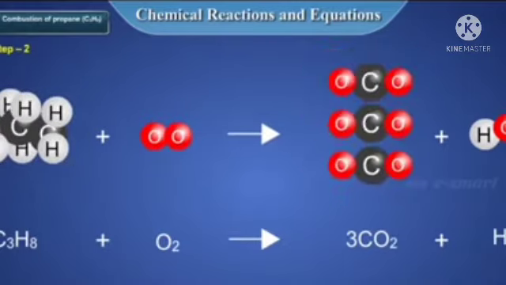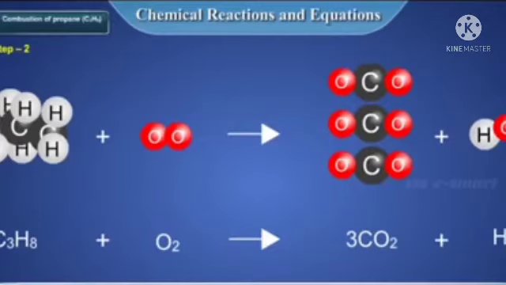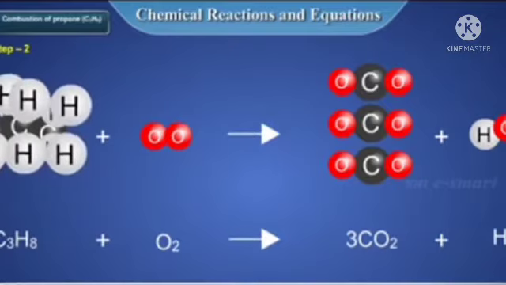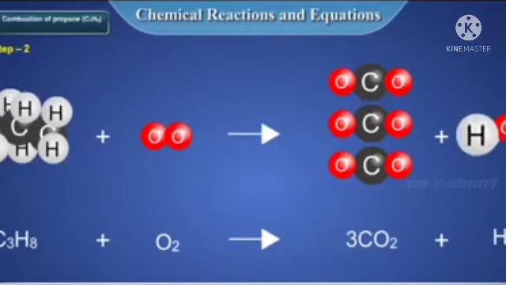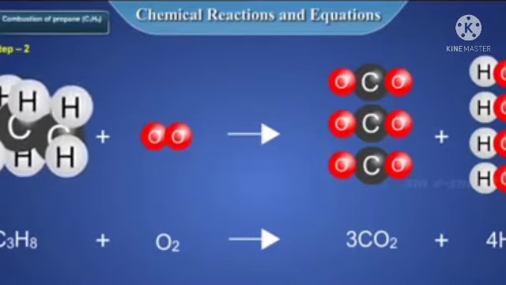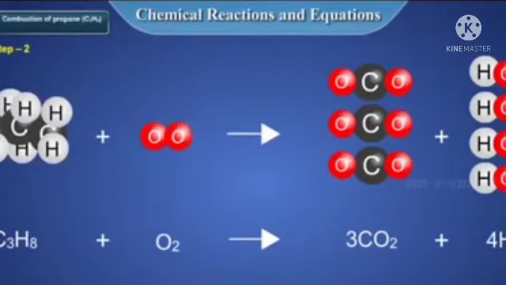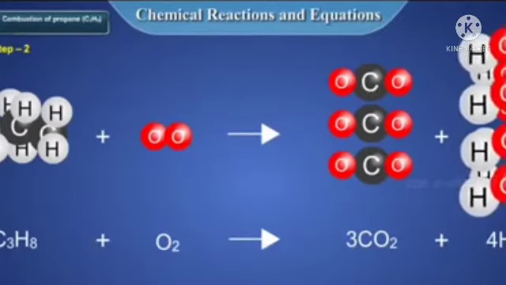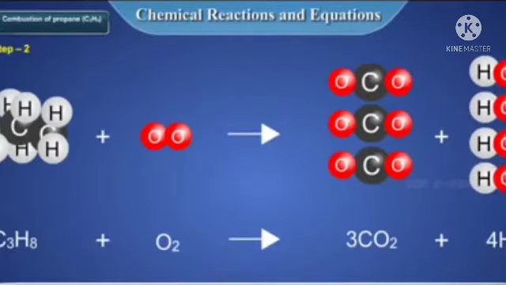C3H8 plus O2 gives 3CO2 plus H2O. Now the number of hydrogen atoms: there are 8 hydrogens on the left but only 2 on the right side. By adding a coefficient of 4 to the H2O, the hydrogen atoms get balanced. H8, here 8 hydrogen atoms.